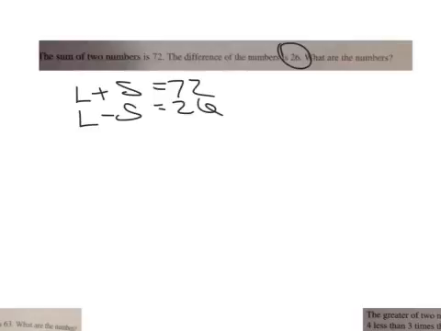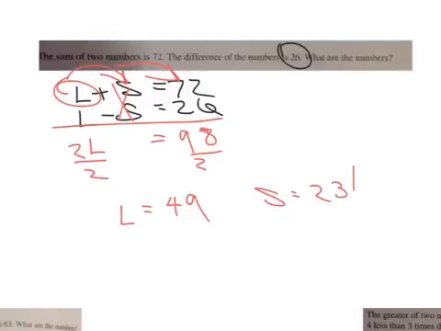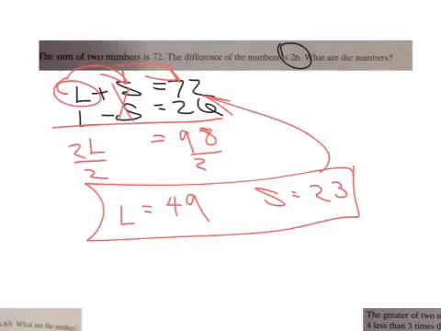Now this one seems simple enough because I have a positive and a negative, so I can use elimination here and get 2L equals, because those cancel, 8 and 9, divide by 2, divide by 2, L equals 49. And the small one is whatever 49 plus something equals 72, and that gives you your small number then of 23, because when you add these together you get your 72 there.